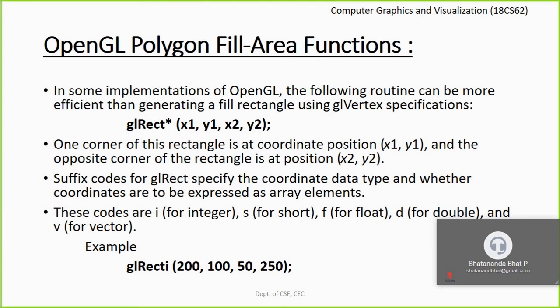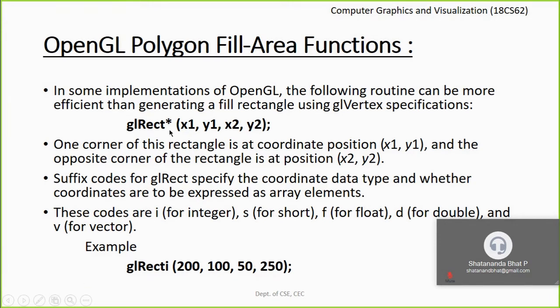Just by using the 2 opposite corner vertex positions, we can use the OpenGL function glRect to draw a rectangle with x1, y1 and x2, y2. One corner of this rectangle is at the coordinate position x1, y1, and the opposite corner is at position x2, y2. Now the suffix codes for glRect specify the coordinate data type and whether the coordinates are to be expressed as array elements.